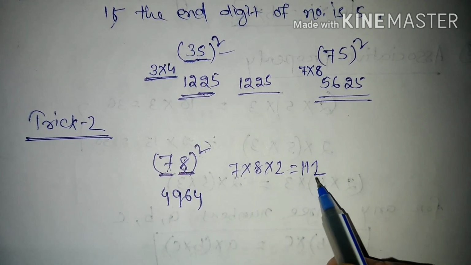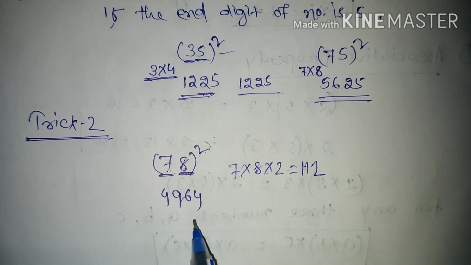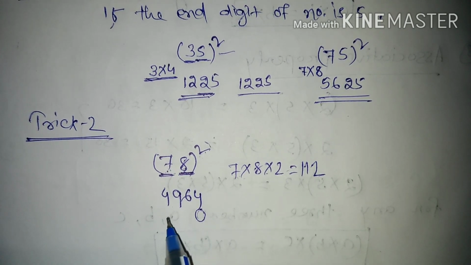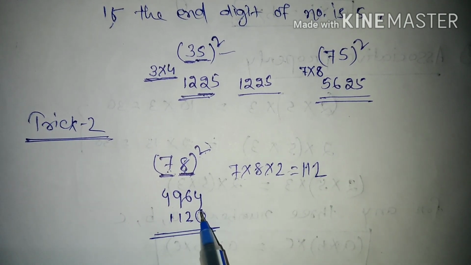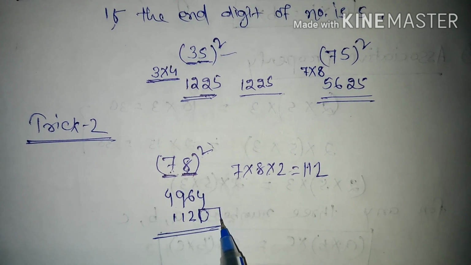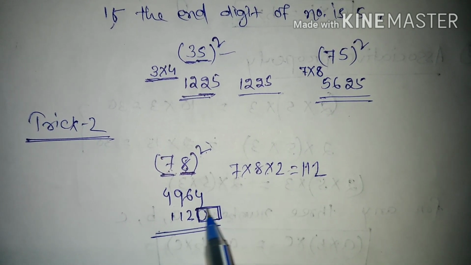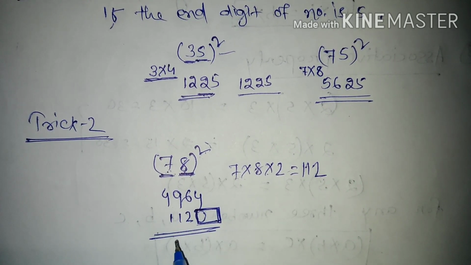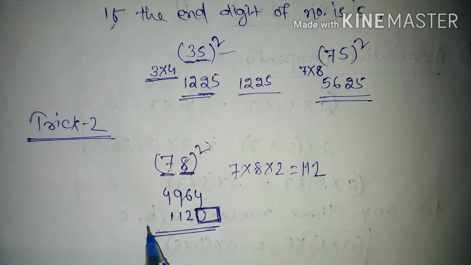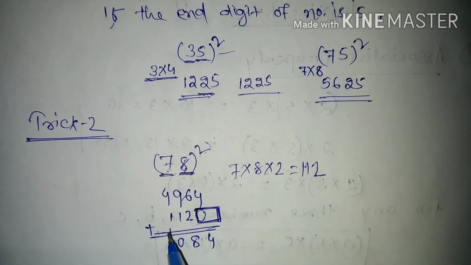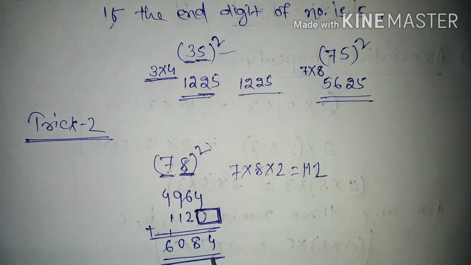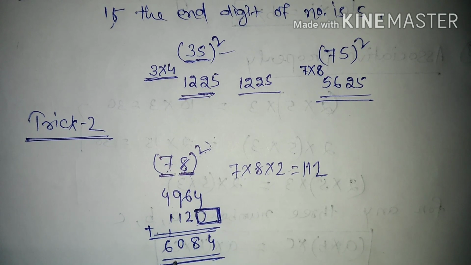And we have to add 112 such that I will leave this space, the first digit place, and I will write the remaining digits here. Then what is the result? When I add these two, 4, 6, 2, 8, 9, 1, 10, 1, 4, 6. So this is the square of 78: 6084. Okay, this is the second trick.